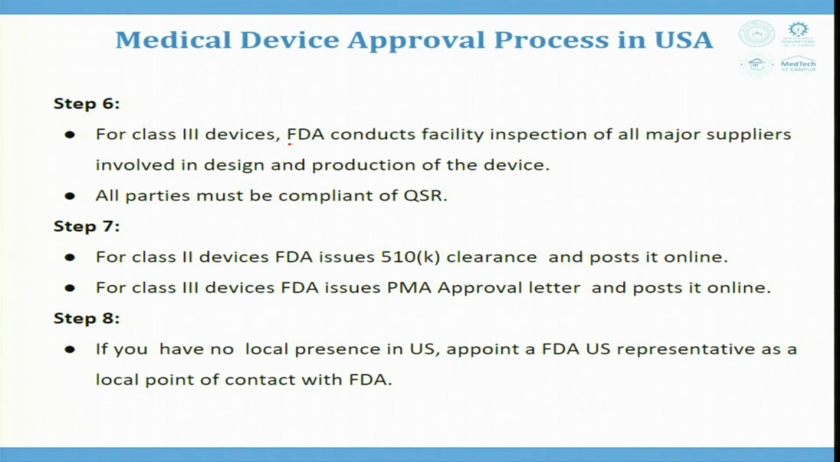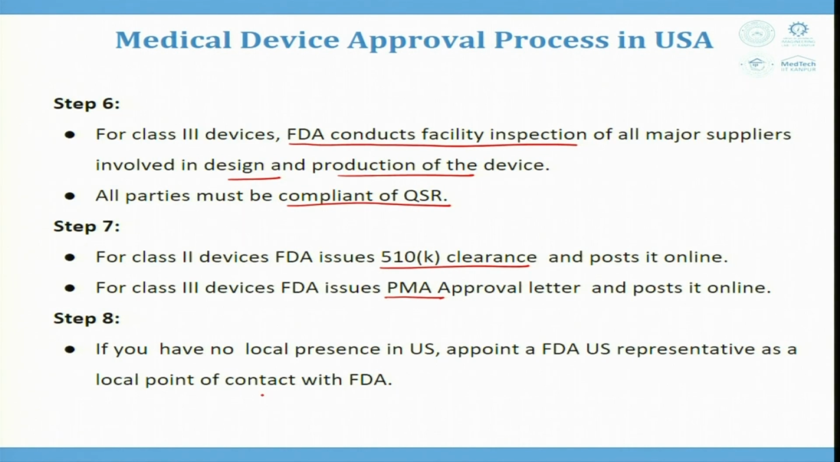So, here FDA conducts facility inspection for all major suppliers involved in design and production of the device. All parties must be compliant with the QSR. So, that means the vendors who are supplying the material should also have their own quality management systems in place. Step 7 includes the clearance from 510K, that is for the class 2 devices, and for class 3 the pre-market approval, that is also given by FDA in a letter, and this is all posted online. These are two differences between class 2 and class 3 here.